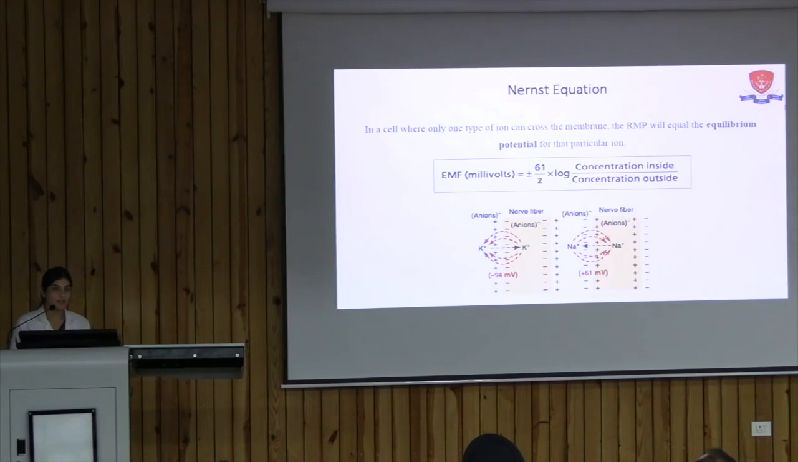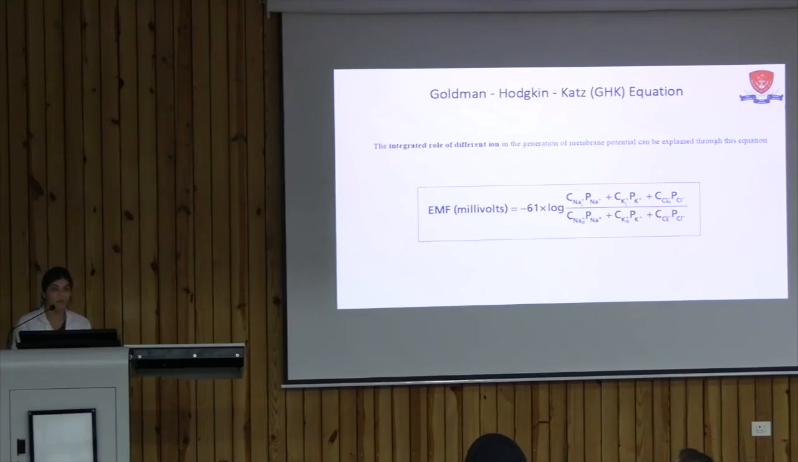When the potential difference due to a single ion needs to be calculated, we use the Nernst model. And when the integrated role of all ions present across the membrane is required to approximate the value of the resting membrane potential, we use the mathematical model put forth by Goldman, Hodgkin and Katz.